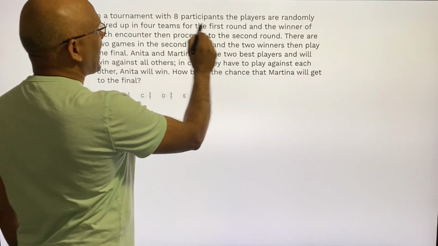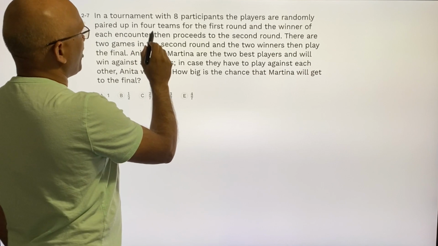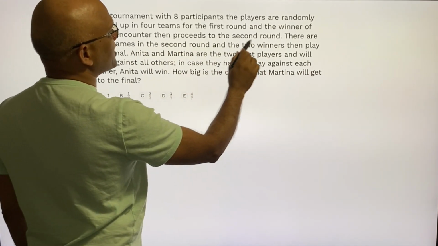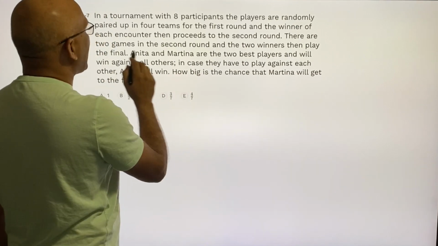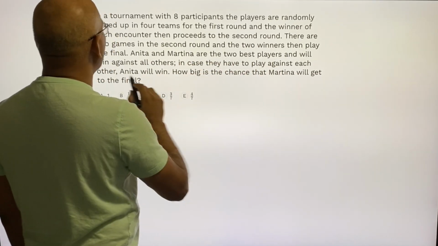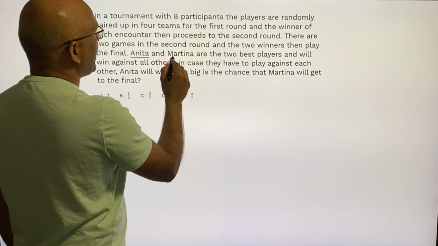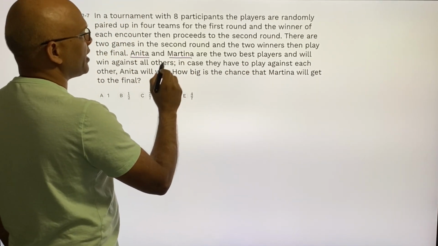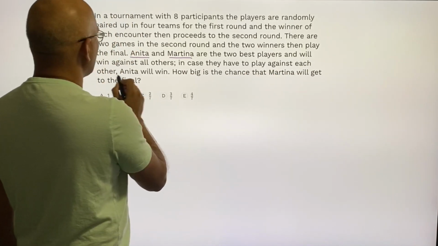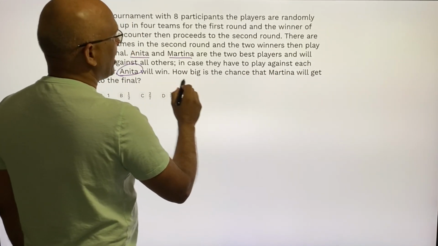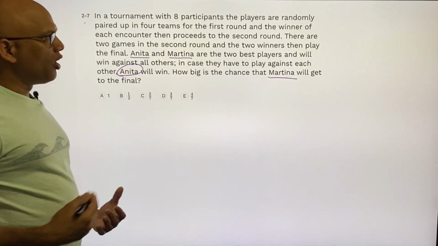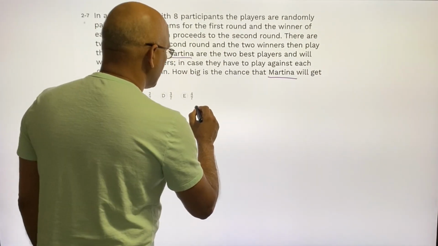In a tournament with 8 participants, the players are randomly paired up in 4 teams for the first round, and the winner of each encounter then proceeds to the second round. There are 2 games in the second round, and the 2 winners then play the final. Anita and Martina are the 2 best players and will win against all others. In case they have to play against each other, Anita will win. How big is the chance that Martina will get to the final? Okay, so there are 8 participants.